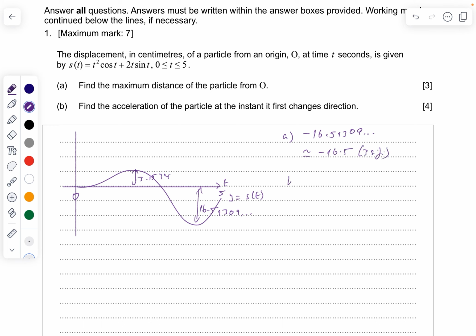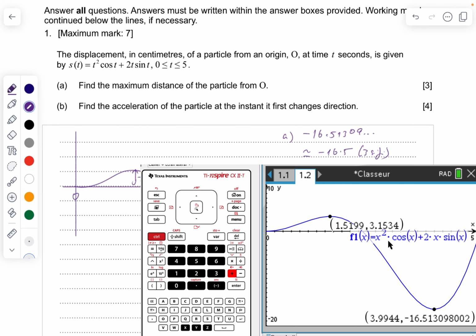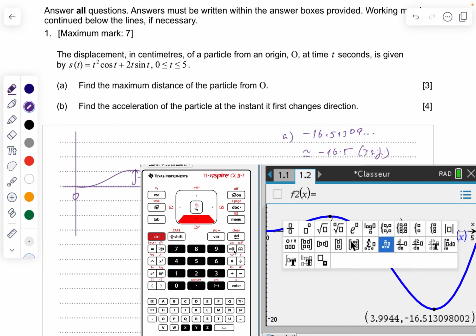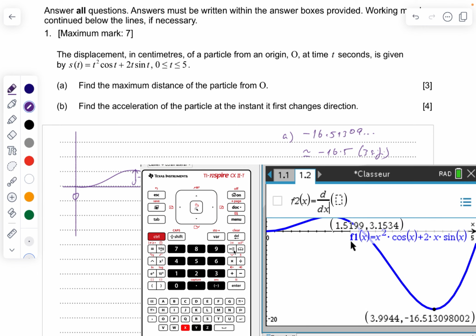Now we go to part B. Find the acceleration of the particle at the instant it first changes direction. So it's going to change direction when the velocity goes to 0. So let's do a velocity graph. Now we need a velocity graph, and put that in the calculator. And this is displacement. So to find our acceleration, let's do a new graph of the velocity. I could do an acceleration graph, but I'm going to do velocity just to see what that looks like. It's probably easier.